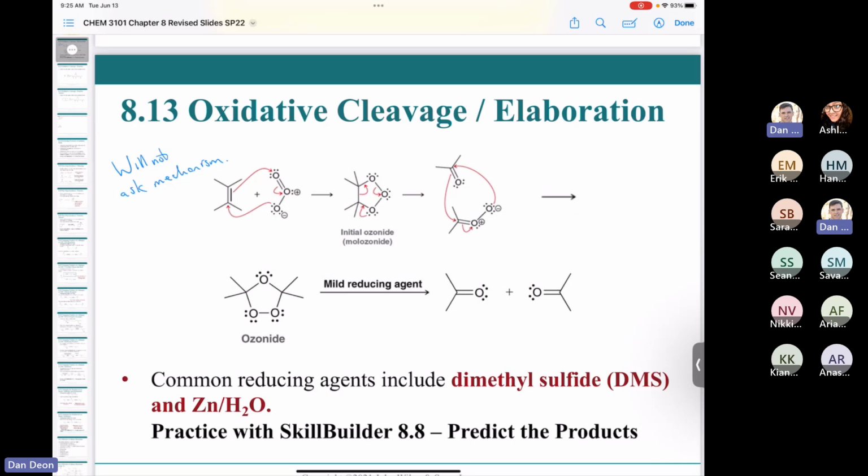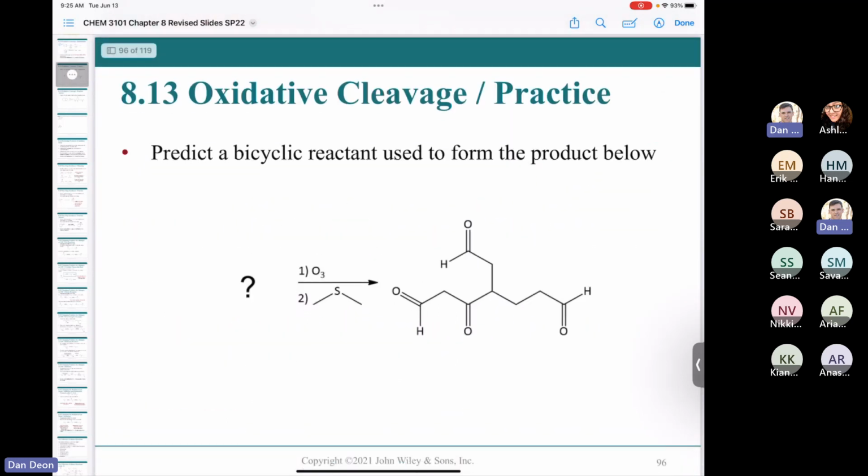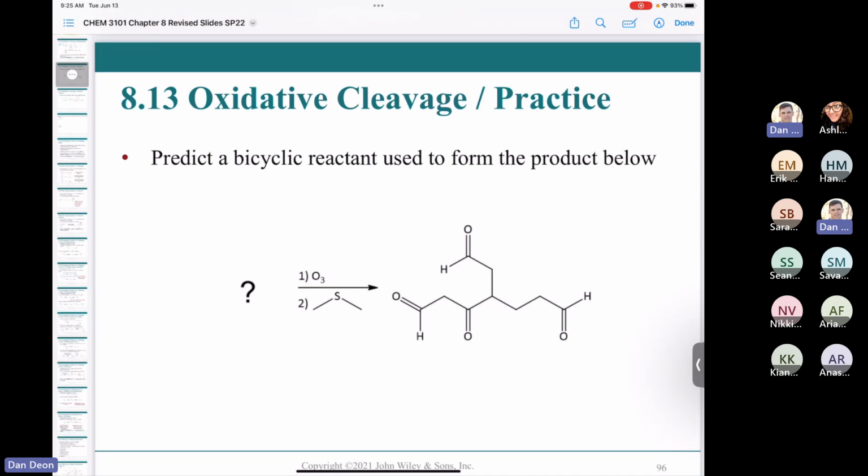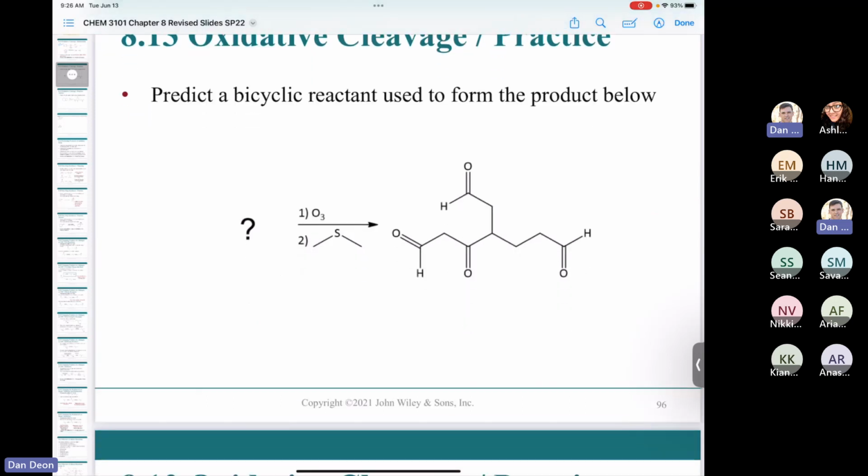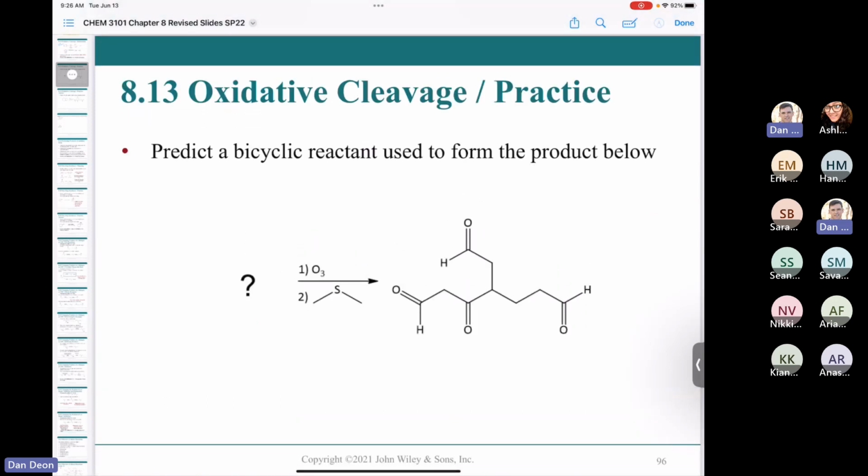But we could look at a practice problem like this one, and it says, draw the bicyclic product that you would need to make this compound. So this is actually kind of an interesting problem. First of all, again, this is dimethyl sulfide, this compound down here.